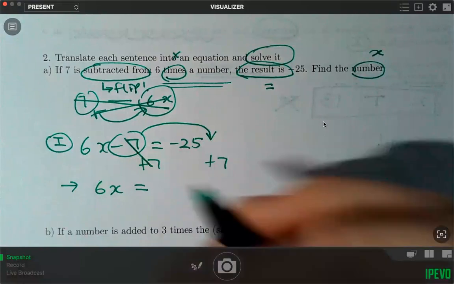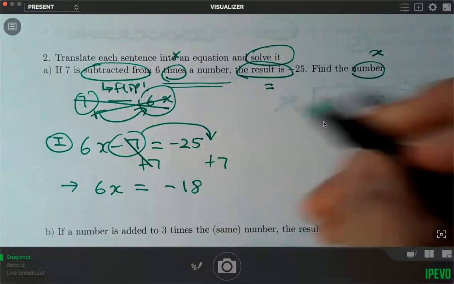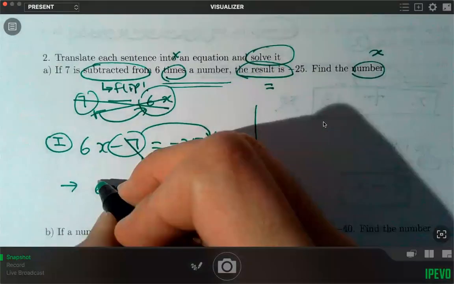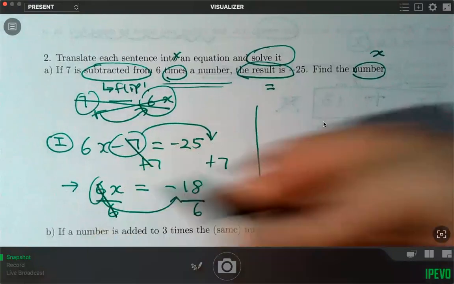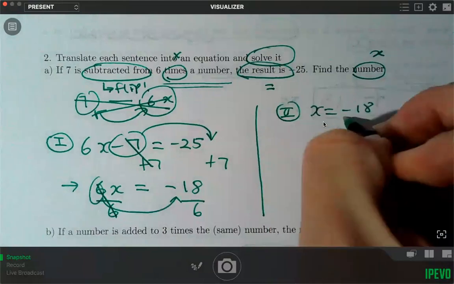Algebra. Okay, so 6x is equal to negative 18, and now what? Divide by 6, right? Yes. Okay, so move 6 to the right-hand side by division. Okay, so these two cancel. So we have x is equal to negative 18 all over 6.